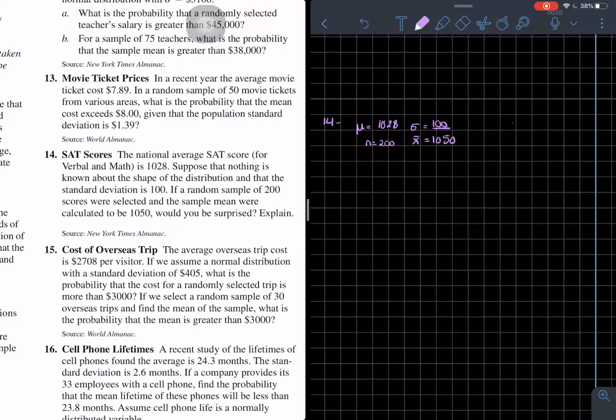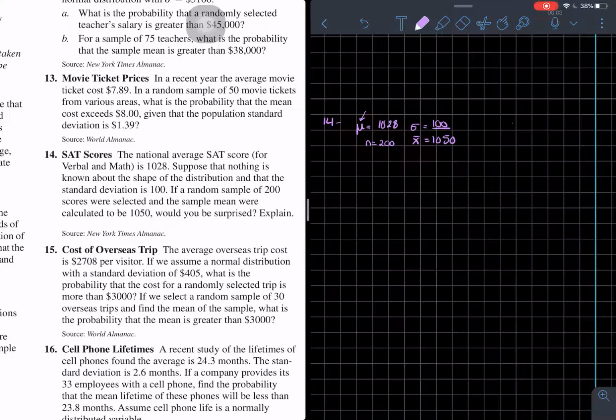So, the national average SAT score for verbal and math is 1028. Suppose that nothing is known about the shape of the distribution and that the standard deviation is 100. Okay, well, they told us that the national average is 1028, so this means it's our mu. The reason I say that is because they did not say this is a sample and the mean of this sample is 1028. It's just in general the mean, so it has to be the population mean. Similarly, it's going to be sigma for the standard deviation because it's a population standard deviation rather than that of a sample.